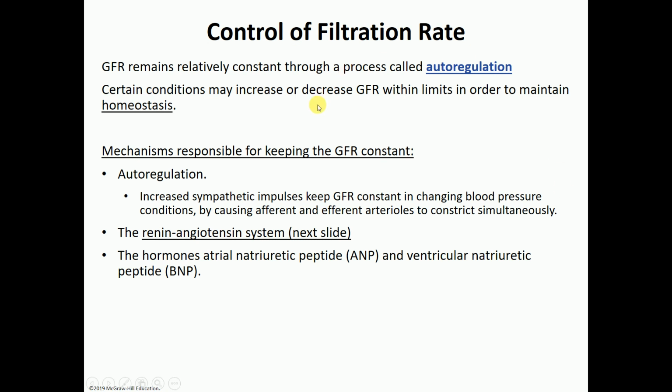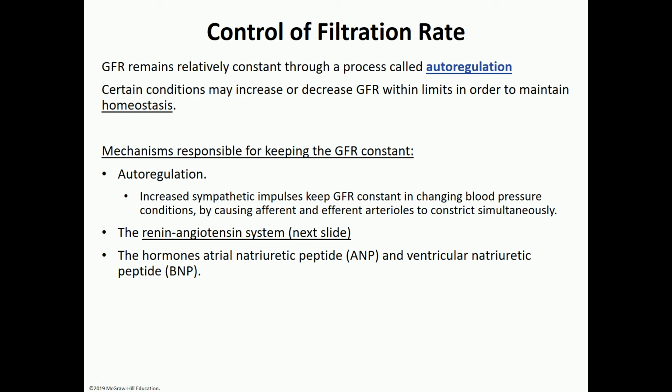Now, how does the kidney control its own filtration rate? There are several processes. The most important is autoregulation, where the kidneys, through these sympathetic impulses, can change the diameters of the afferent and the efferent arterioles. There are two other mechanisms, for example, the renin-angiotensin system, which we'll discuss in more detail in the next slide.